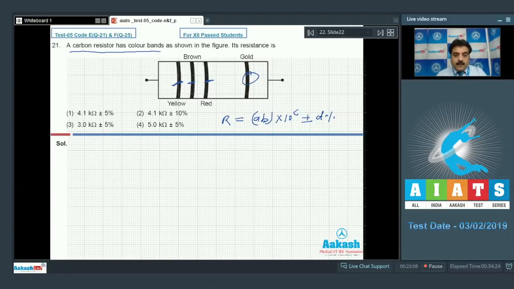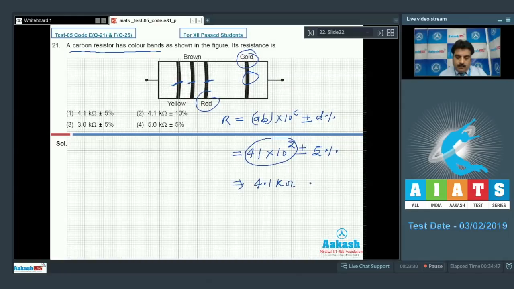So if I go for the carbon color code, A is 4, B is 1, and for the red, the power will be 2, and for the gold, the tolerance will be 5%. When I convert this value in kilo ohm, you will write 4.1 kilo ohm plus minus 5%. So this is a basic question, and my option number 1 will be the right choice. Let's move on. Question number 22.